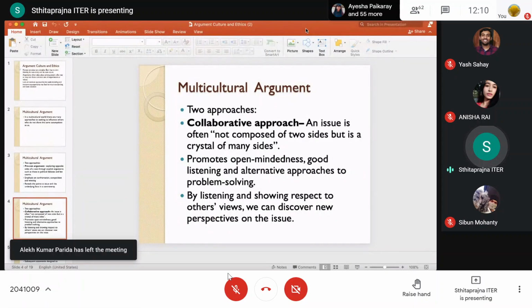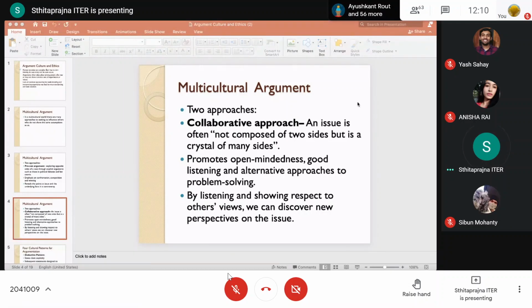Now here the issue is often not composed of two sides. So we don't look at an issue as having only two sides, but it is a crystal of many sides. Now you can give an analogy that the pro-con argument is like a coin which has two sides. So you explore either of the sides.